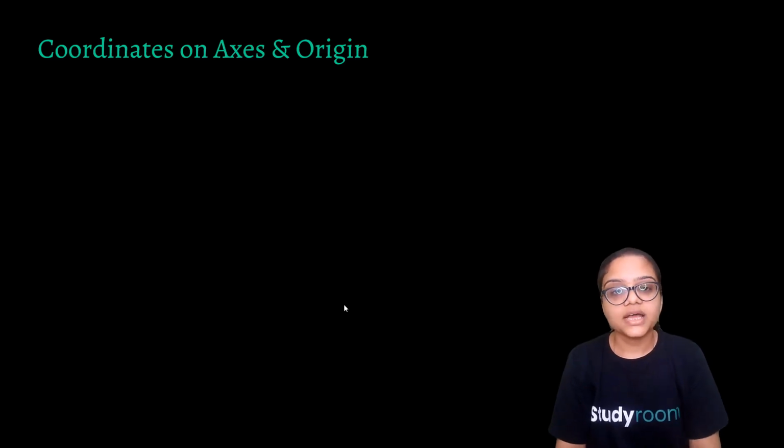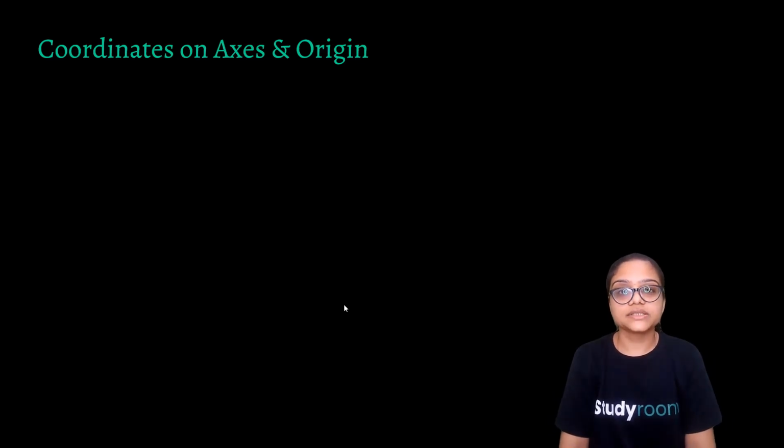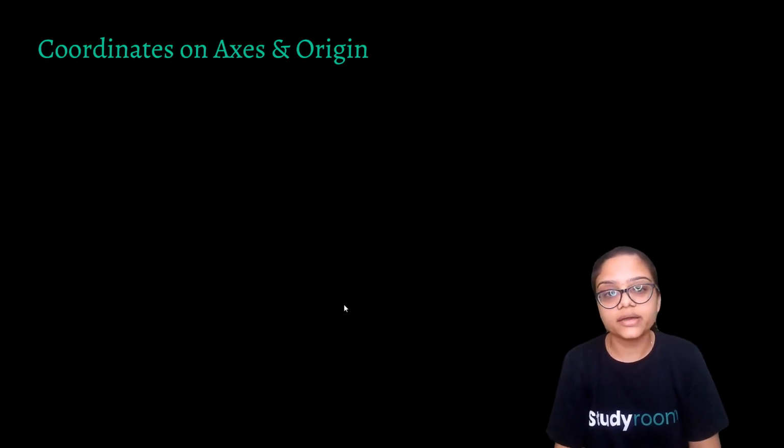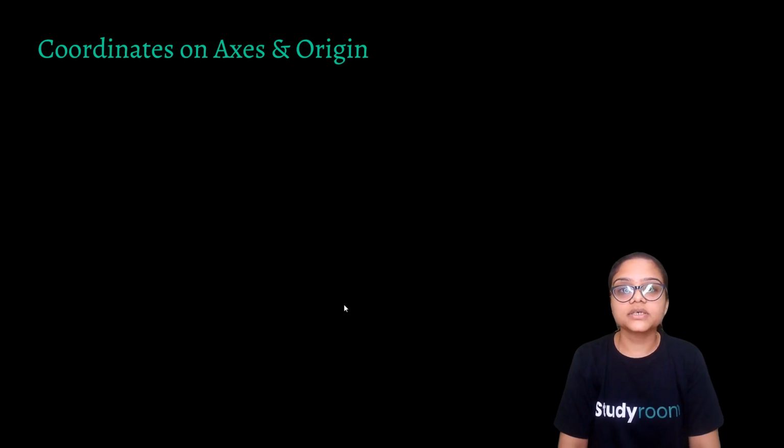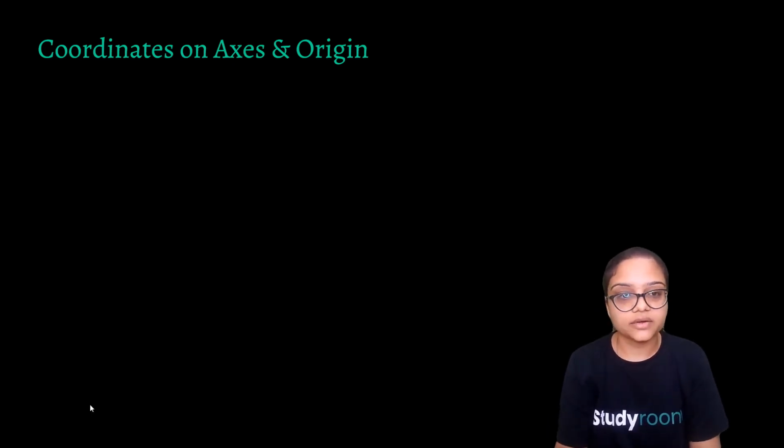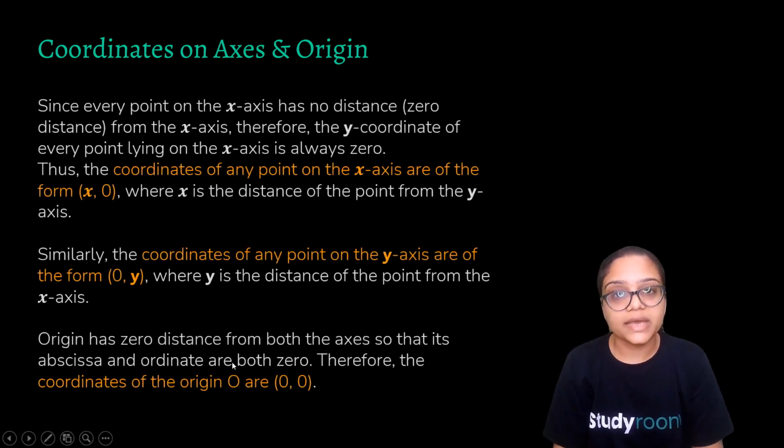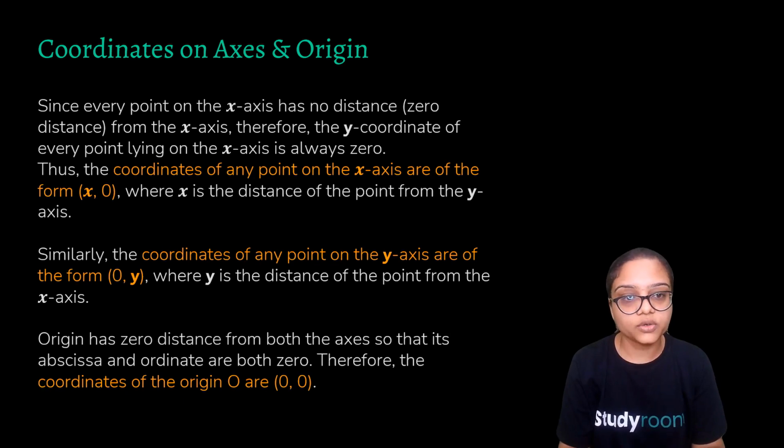Hi everyone, I welcome you all to part 2 of coordinate geometry, and today we're going to start with coordinates on axis and origin. I hope the introductory lecture was clear to you. On that basis, we are just going to start with the next topic. I hope you have learned what axes and origin are. I have already told you that. Now, what are the coordinates on axis and origin?